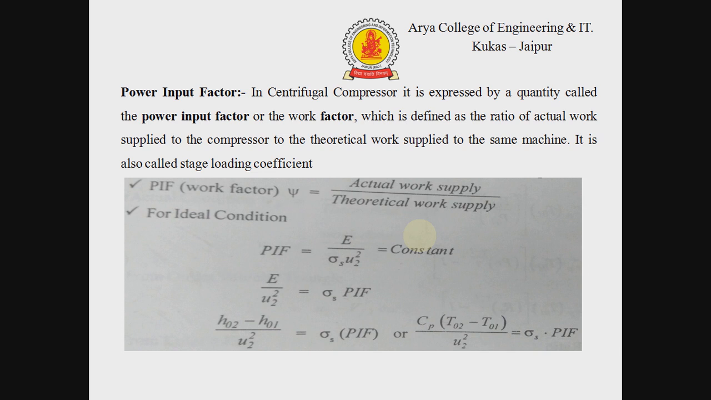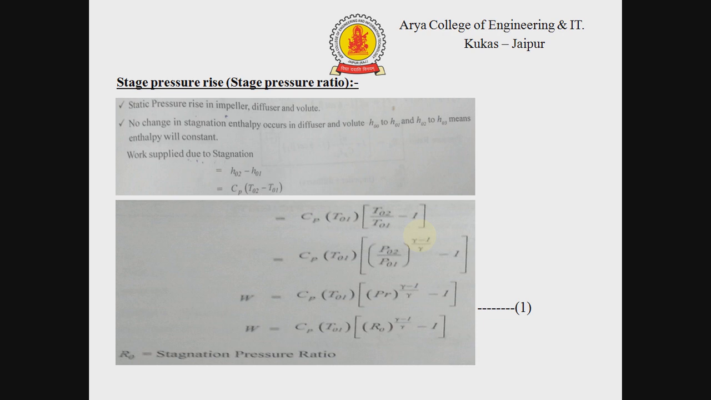That means E oblique sigma s u2 square. So we can say that E oblique u2 square is equal to sigma s into power input factor. But E is equal to the change in energy, so it is shown by h02 minus h01 by u2 square, which is equal to sigma s into power input factor. But h naught is equal to Cp T naught, so h02 is replaced by Cp T02 and h01 by Cp T01. So it is Cp T02 minus Cp T01 divided by u2 square, which is equal to sigma s into power input factor.